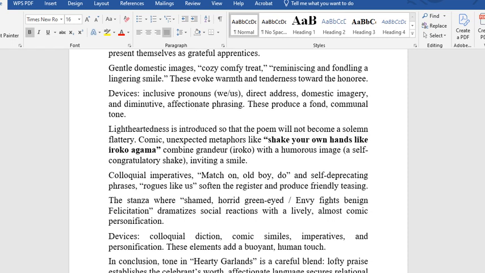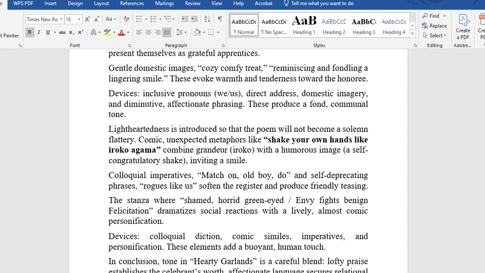Lightheartedness is introduced so that the poem will not become a solemn flattery. Comic, unexpected metaphors like "shake your own hands like Iroko Agama" combine grandeur. Iroko there symbolizes grandeur with a humorous image, a self-congratulatory shake inviting a smile. We have the colloquial imperative, "march on, old boy, do," and self-deprecating phrases, "rogues like us," which soften the register and produce friendly teasing.